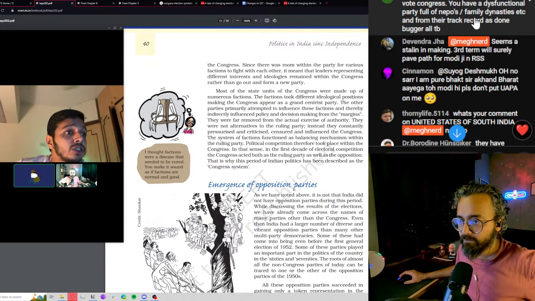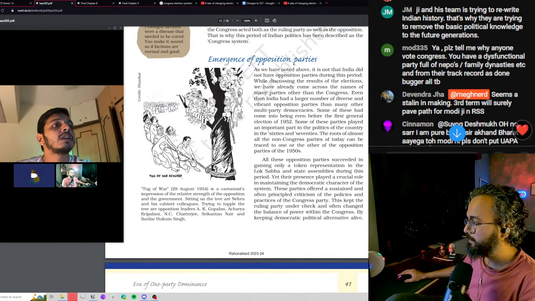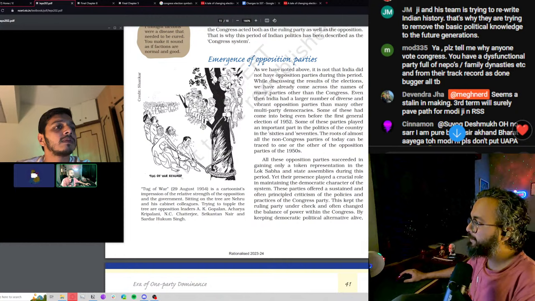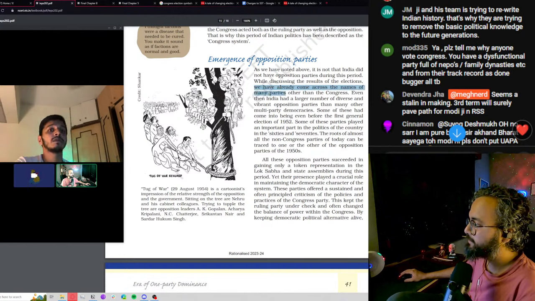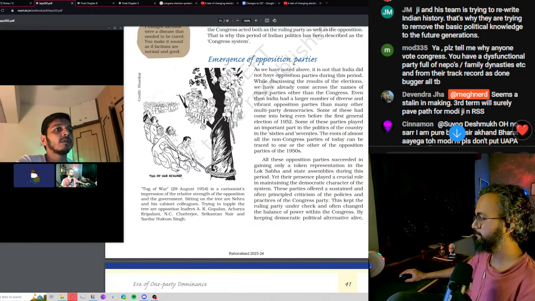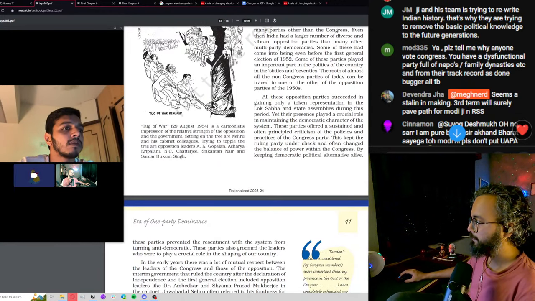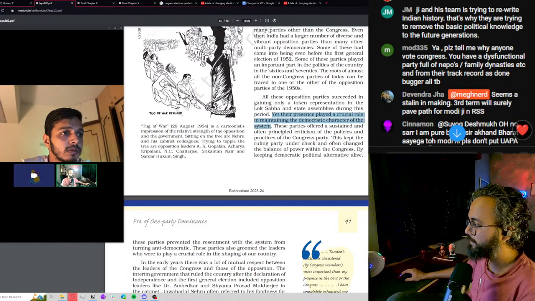Okay. Emergence of opposition parties. As we have noted above, it is not that India did not have opposition parties during this period. While discussing the results of the elections, we have already come across the names of many parties other than Congress. Even then, India had a larger number of diverse and vibrant opposition parties than many other multi-party democracies. All these opposition parties succeeded in gaining only a token representation in the Lok Sabha and state assemblies during this period. Yet their presence played a crucial role in maintaining the democratic character of the system. These parties offered a sustained and often principled criticism of the policies and practices of Congress Party.